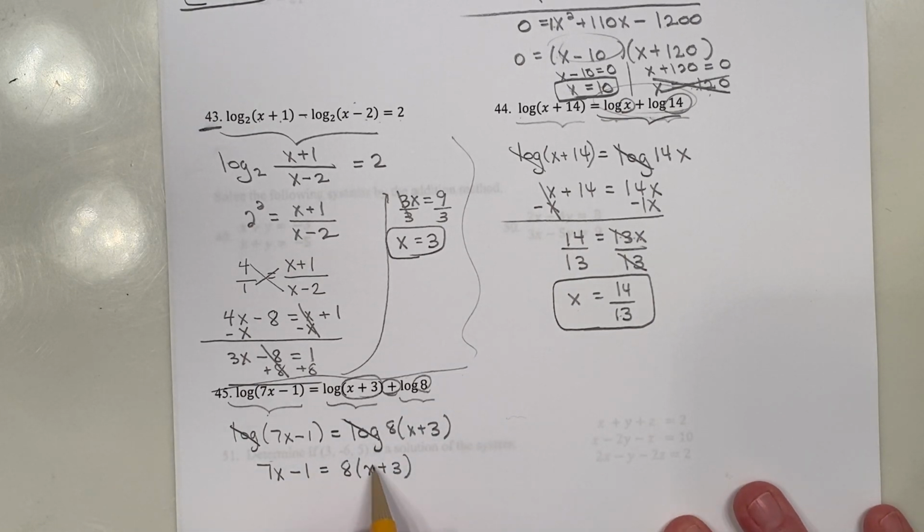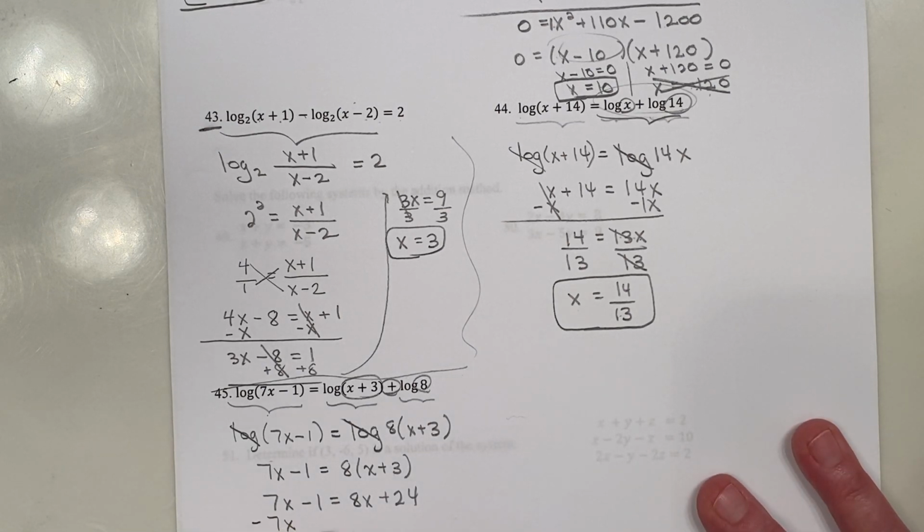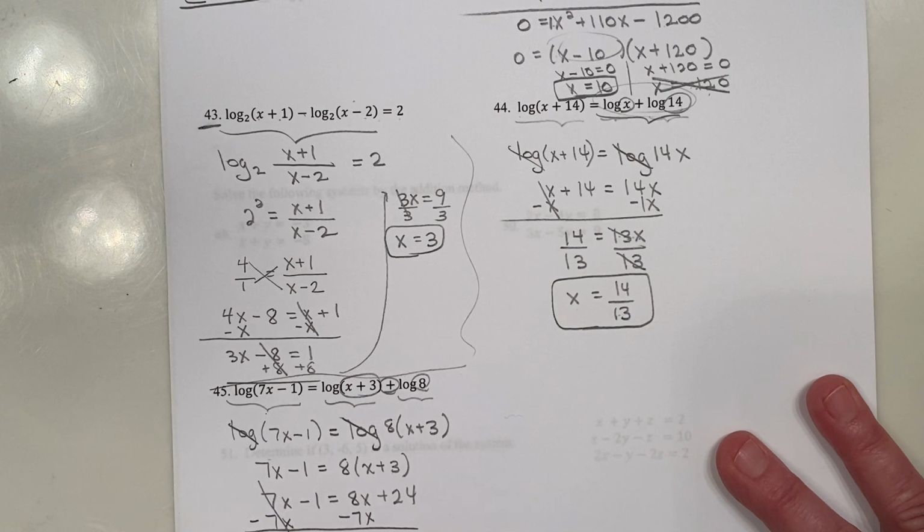To solve this equation, let's distribute the 8 in. Now we want to subtract the 7x. That's 1x. Now we want to subtract a 24.